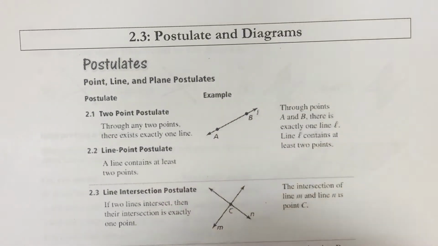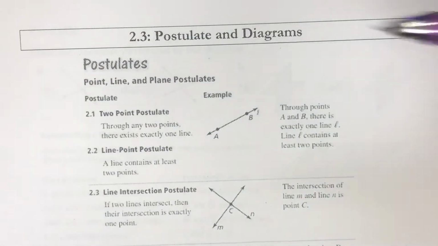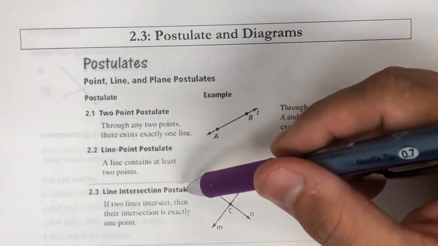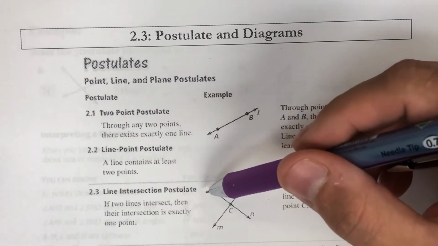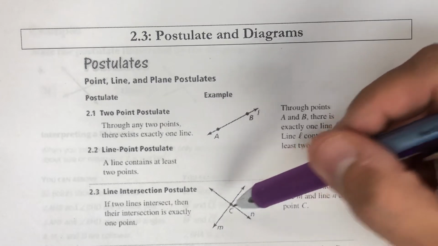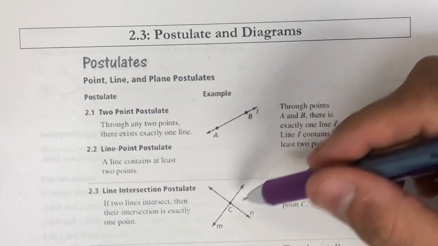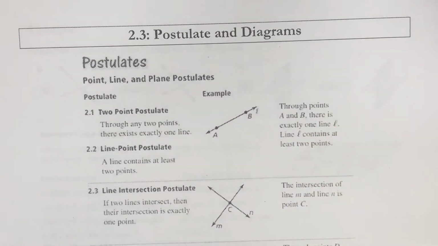Line point postulate states that a line contains at least 2 points, so pretty straightforward. Line intersections states that if we have 2 lines, then they intersect at exactly 1 point. Not every line does intersect. We could have parallel lines in the same plane. We could also have skew lines, which we'll talk about later, that are in different planes. But if any 2 lines intersect, they intersect at exactly 1 point.